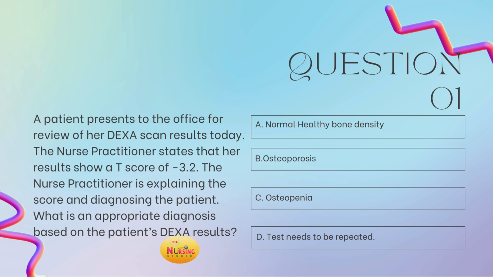And the test doesn't need to be repeated. So again, because I gave a long spiel, osteopenia is -1 to -2.5, and osteoporosis is -2.5 and lower, okay? So here, the answer is B, osteoporosis.